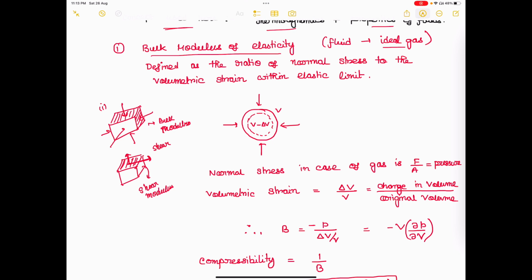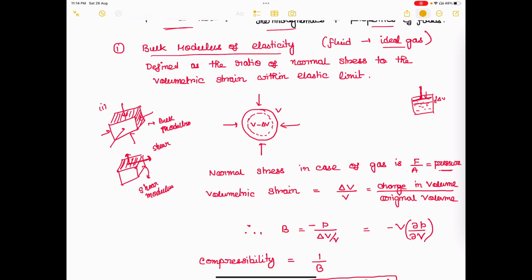Let us see one by one what the normal stress is. So normal stress in the case of this ideal gas is force per unit area. That is nothing but the pressure. If you have a container in which the gas molecules are there, and you are applying pressure on the gas from the outside through the piston, you can see that there will be a change in the volume of the gas.